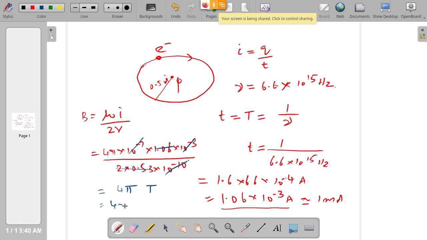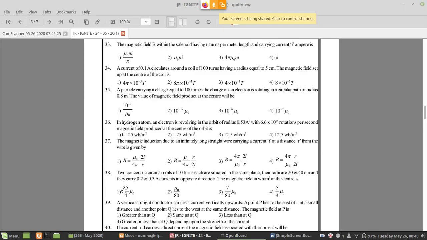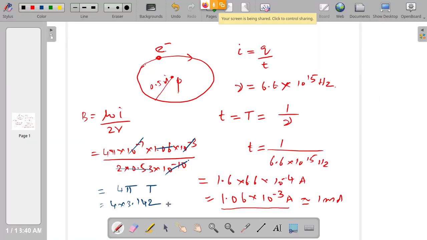That is 4 into 3.142, which is 12.568, so roughly 12.6. So in the answer it is 12.5. Third choice is the correct one. Of course, Tesla is the same as Weber per meter square, so choice 3 is the answer. 1 Tesla is 1 Weber per meter square. It is one of the 3 units for magnetic field that we have so far encountered.